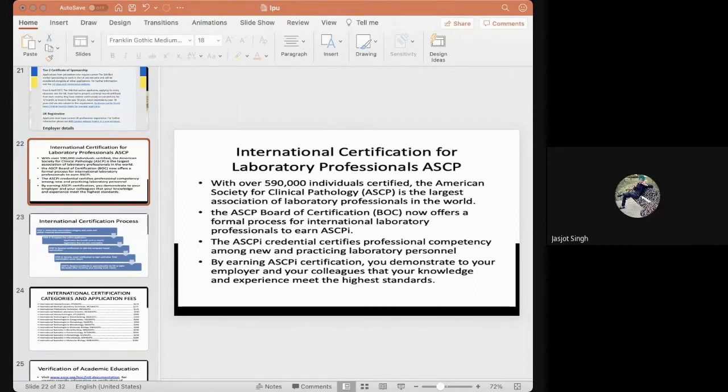Now I would just go through the shortcut in the process, how I got the exact positions here. Number one, when you have done your evaluation, after that you can go to the American Society for Clinical Pathology site. You can start your registration, and after the registration they will ask for your WES report, the World Education Services evaluation report. You have to send the documents directly from World Education Services to the ASCP Chicago. That is the main headquarters over there.